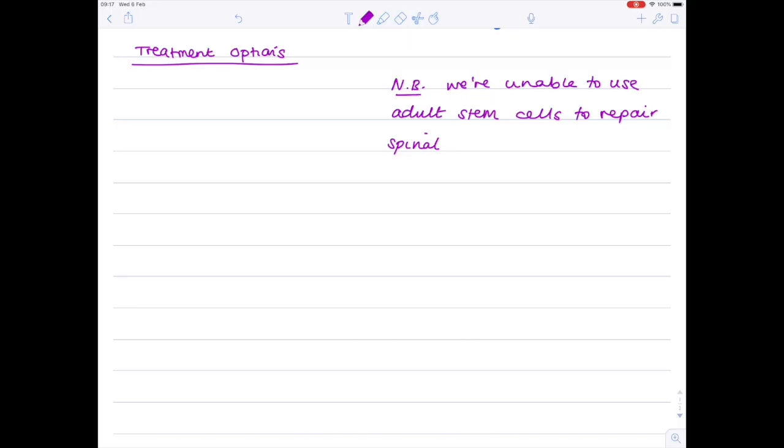Because adult stem cells can't differentiate into any other cell types.